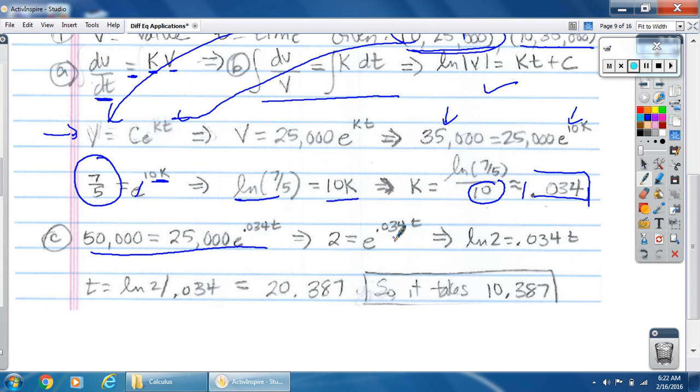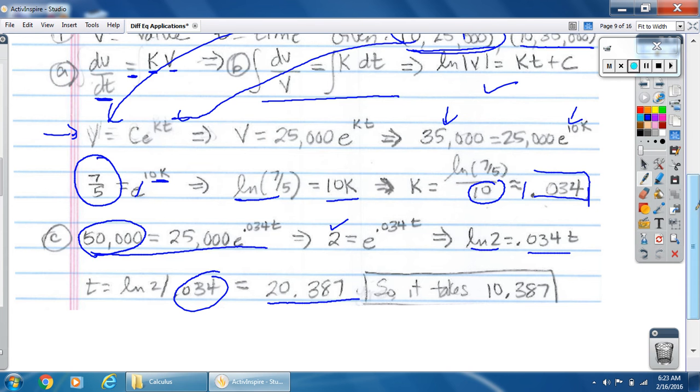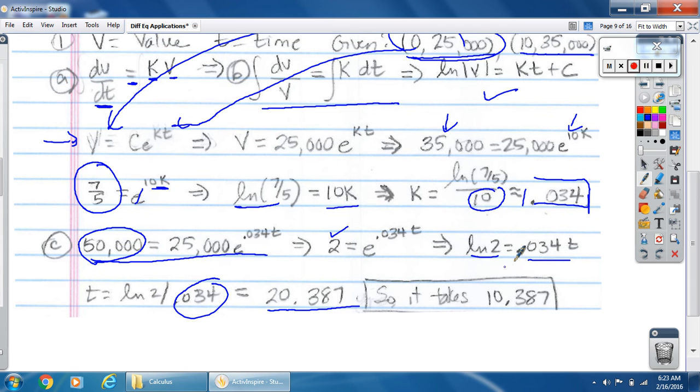And then they wanted to know, I think in part C, when the value of the collection would be double. So if the initial amount was 25,000, double that's 50,000. Divide both sides by 25,000, and that's where you get the 2 from. Take the ln of both sides to get the power down. Divide both sides by the coefficient, and then use your calculator, and you get 20.387. And the reason it's 10.387 is because 10 years have already expired, so this is the other 10.387 years.